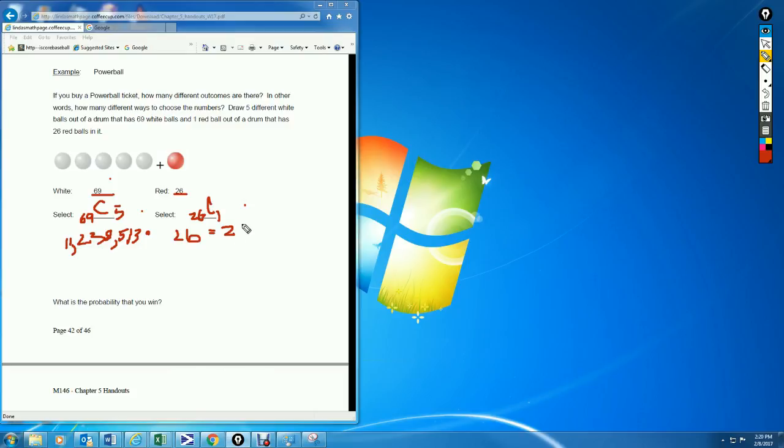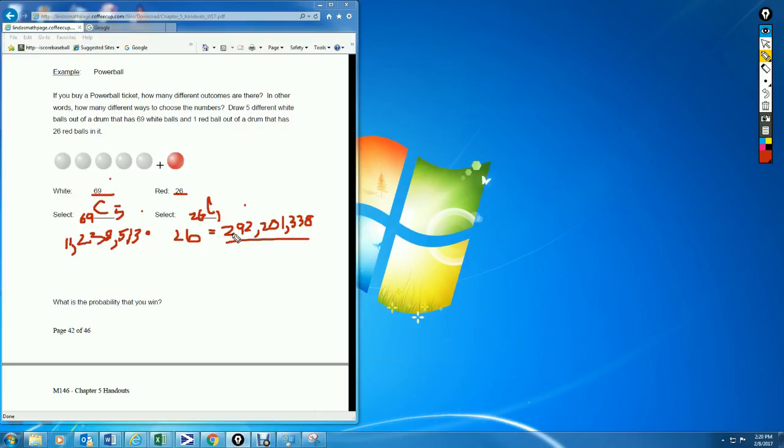Okay. All right. And so the final result is 292,201,338. So in other words, that is the total number of ways to pick a Powerball ticket number.